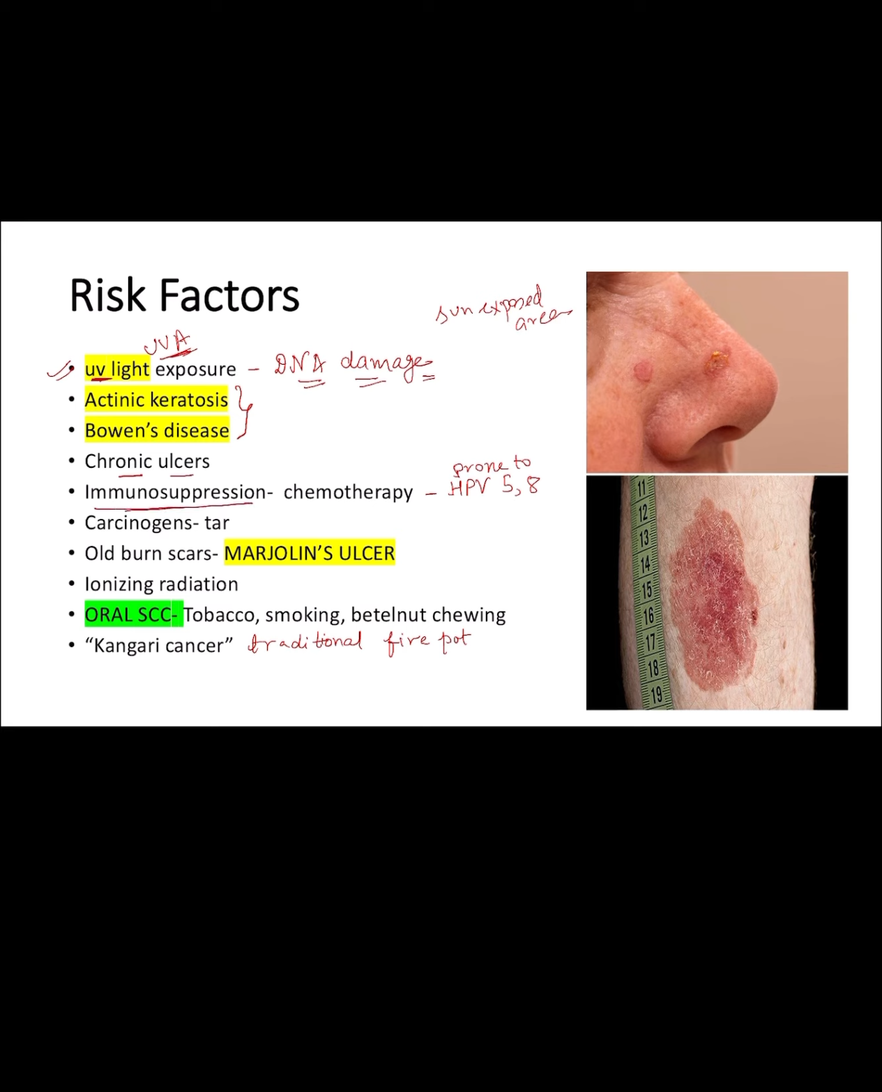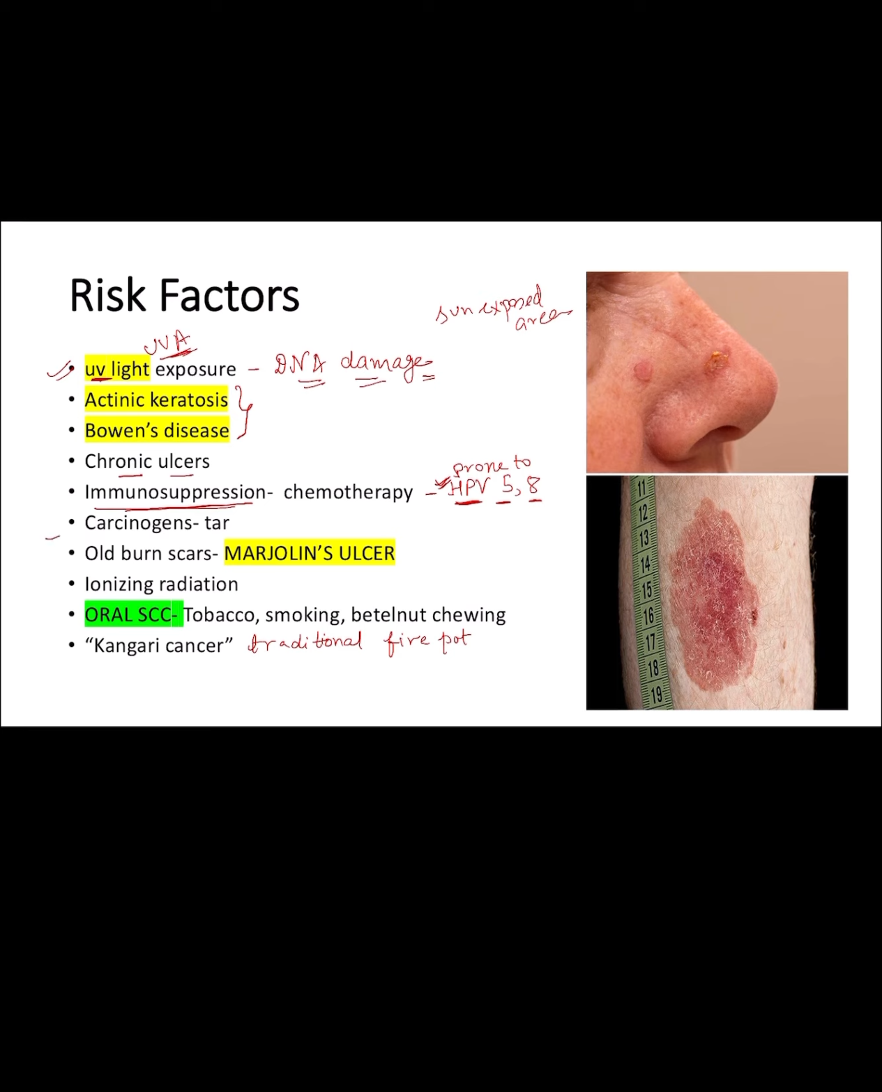Immunosuppression is a very important risk factor. Immunosuppression, like in cases of people who are undergoing chemotherapy or who have undergone organ transplant. So they are prone to recurrent infections, and especially infection by the transforming viruses like human papilloma viruses 5 and 8. They have a risk of developing squamous cell carcinoma.